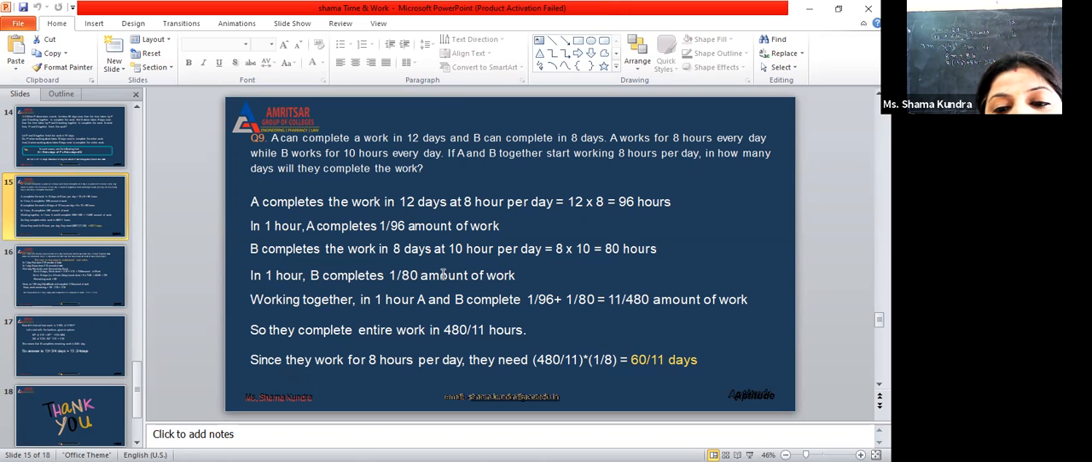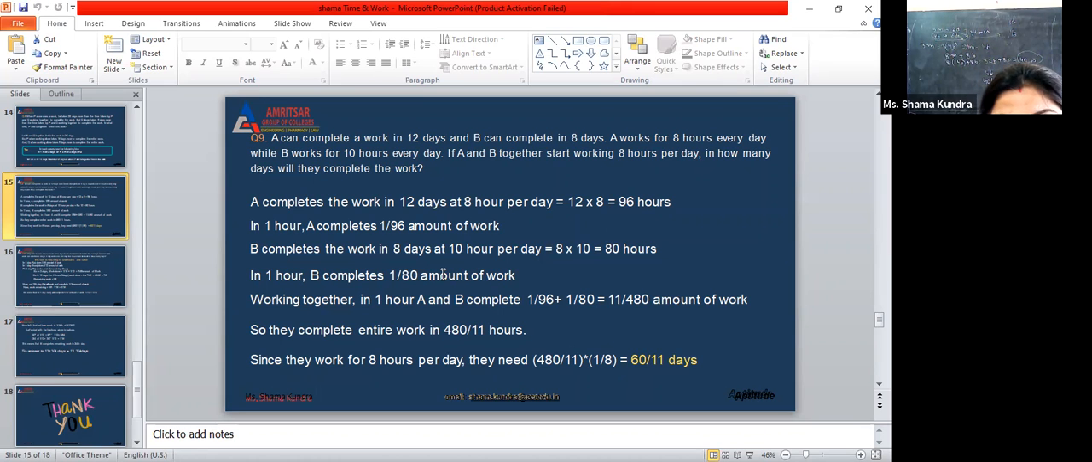Now A and B start working together. So A plus B equals 1 by 96 plus 1 by 80. On simplification, you will get 176 upon 96 into 80. So in 1 hour, how much work is done by A and B? 1 by 96, the work done by A, and the work done by B, 1 by 80, gives 176 over 96 into 80. This is the amount of work done by A and B in just 1 hour.